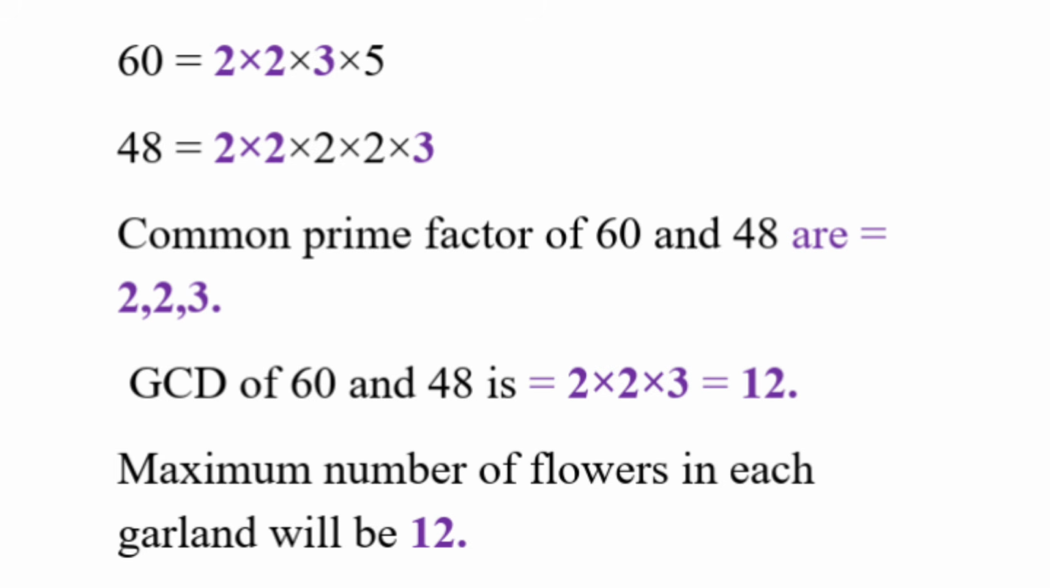So the common prime factors of 60 and 48 are 2, 2, 3, and their multiplication, that is 2 2s are 4, 4 3s are 12. The multiplication is 12. Hence the GCD of 60 and 48 is 12. The maximum number of flowers in each garland will be 12. Hence the seller can make 4 garlands of red roses and 5 garlands of white roses.